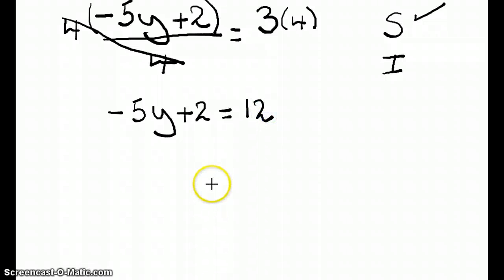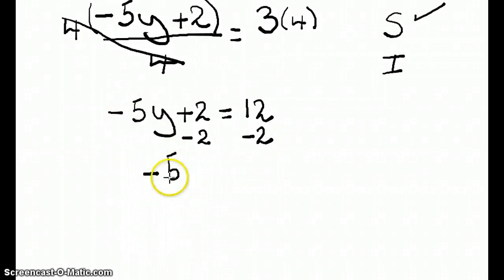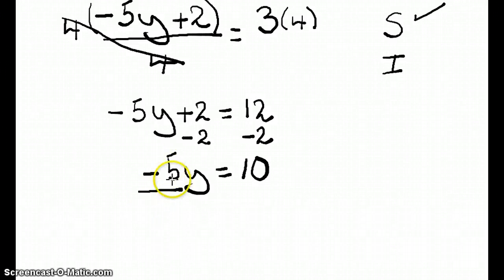equals 12. Is it isolated still? It's not yet isolated, it still has this 2. So we're not quite there yet. I'm going to write the additive inverse. I'm going to immediately copy down what I wrote. I'm left with negative, don't forget your negative sign, 5y equals 10. Going to divide by, well, this is a negative 5y I'm trying to eliminate, so I'm going to divide by a negative 5.